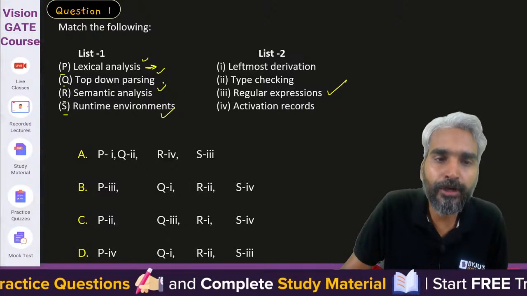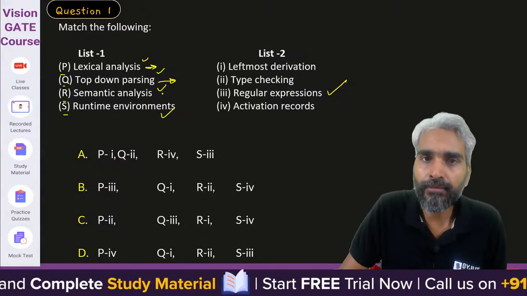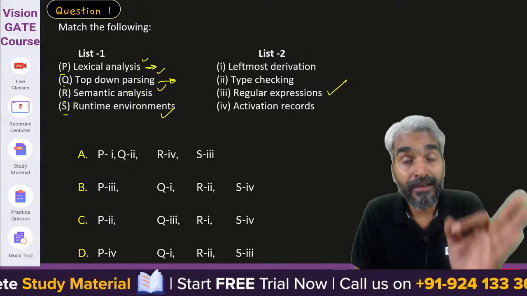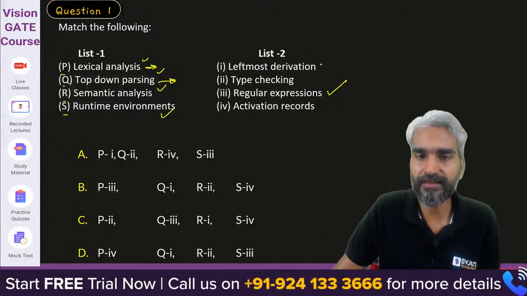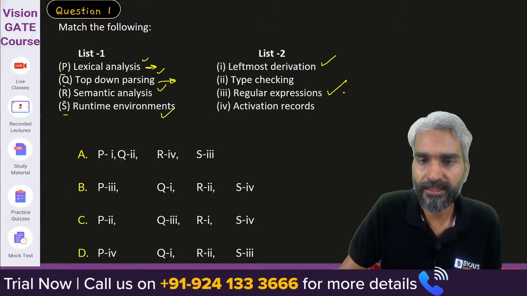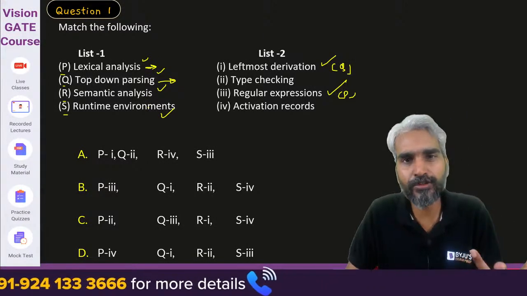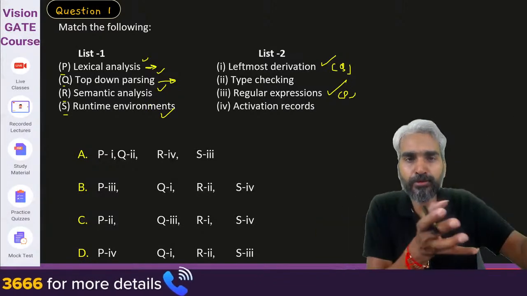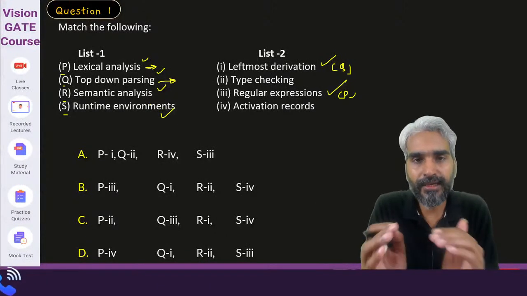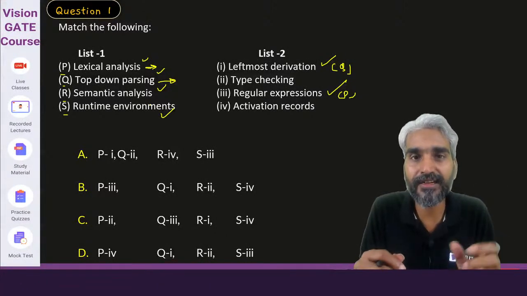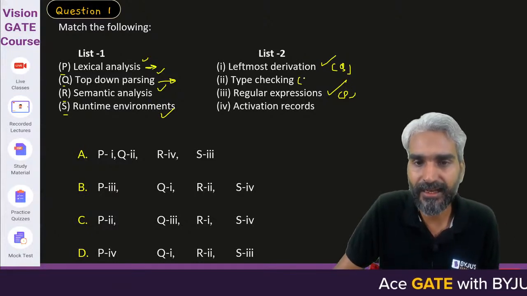Now, when we say top-down parsing, there are two parsers, top-down parsers and bottom-up parsers. A top-down parser uses what? Leftmost derivation. A bottom-up parser uses the reverse of rightmost derivation. So this one is with respect to P, and this one is with respect to Q. Semantic analysis is used for type checking. Up to syntax analysis, you check whether the string can be generated or not. Then you see whether the string which we have generated is semantically correct or not. That's the type checking, that is R.